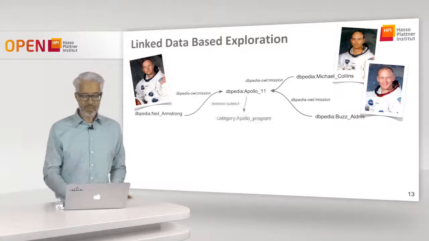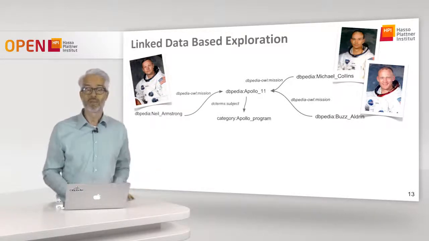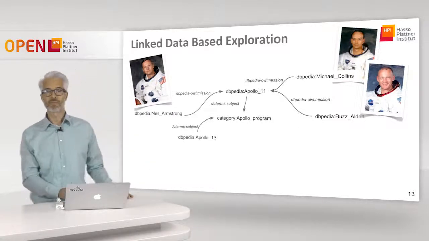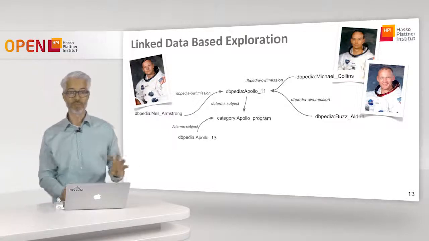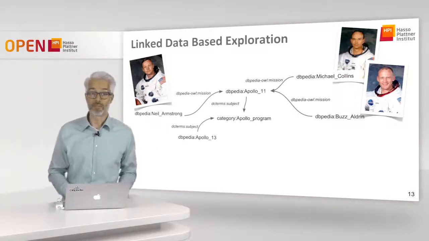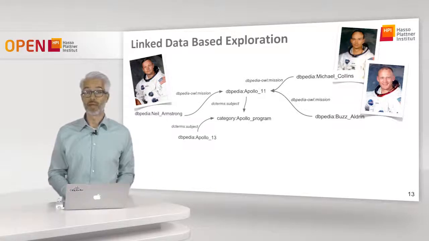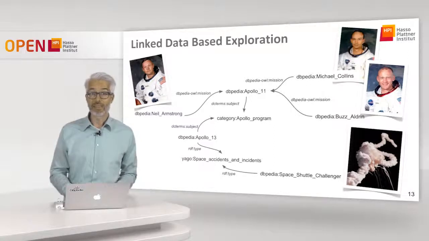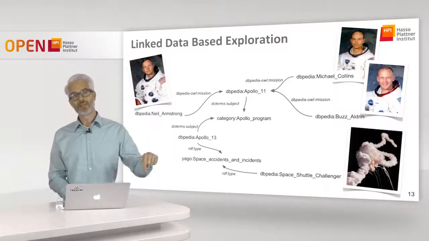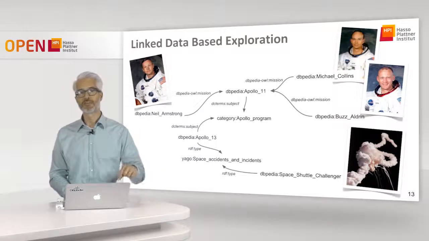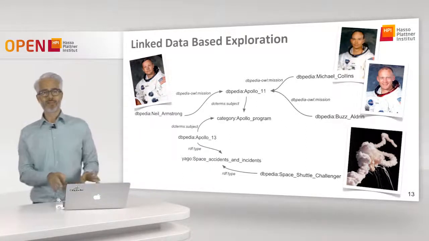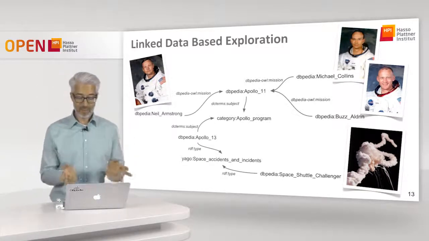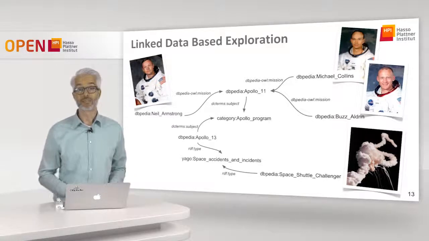What else is available here? For example, Apollo 11 is part of the Apollo program, and then you might look at the other missions which are also part of the Apollo program, like Apollo 13. You might remember there was a movie because there was some kind of incident with this Apollo mission. So this was a space accident and incident, and you can see that the resource Apollo 13 is also of type space accident and incidents. And if you look at other resources connected to space accidents and incidents, you might end up with the Space Shuttle Challenger disaster.